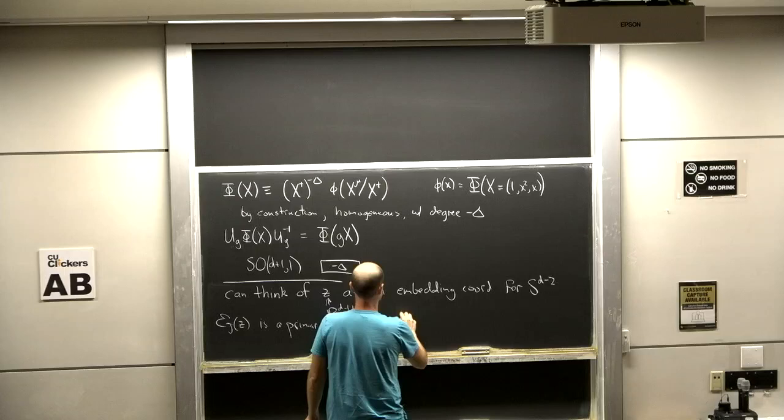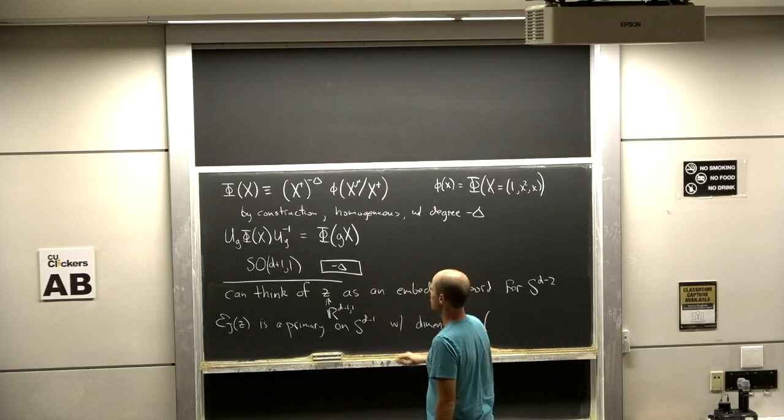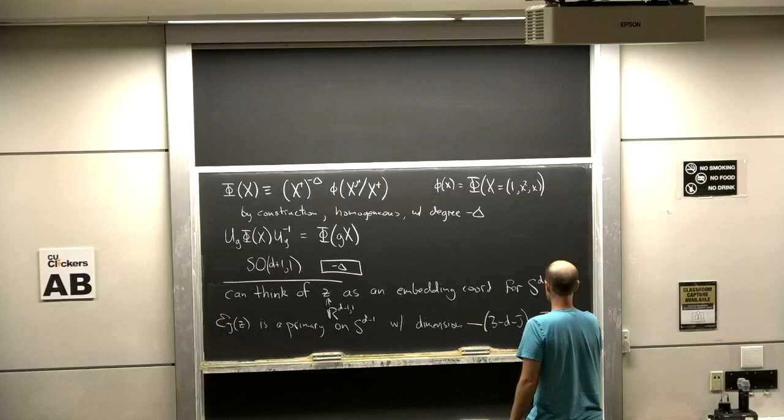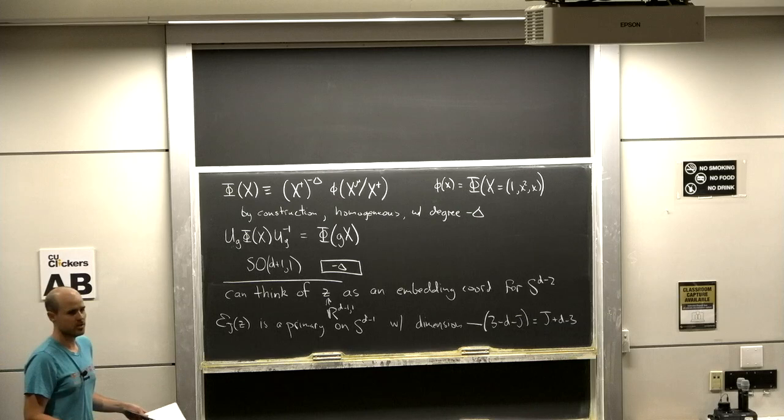With dimension minus the length of the Young diagram, because I'm looking here, so minus 3 minus d minus j, which is just j plus d minus 3. Okay, so this thing isn't so mysterious. It's basically an object that transforms like a primary operator on the celestial sphere with a certain scaling dimension.